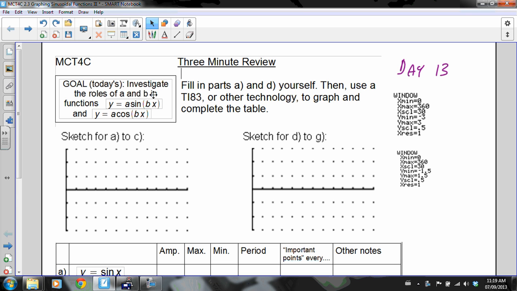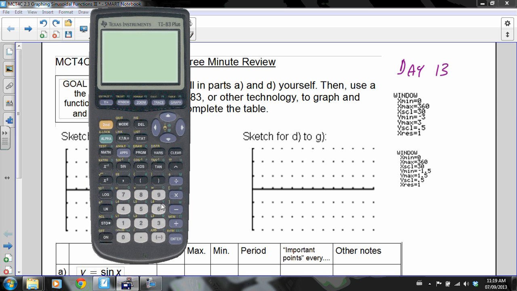But it asks us to investigate the roles of a and b in the functions y equals a sine bx, and the cosine as well. And so it says use a TI-83 or other technology to graph and complete the table. So other technology might be a graphing calculator app on your iPhone or something like that. But here's my calculator, and notice I got my window settings over here.